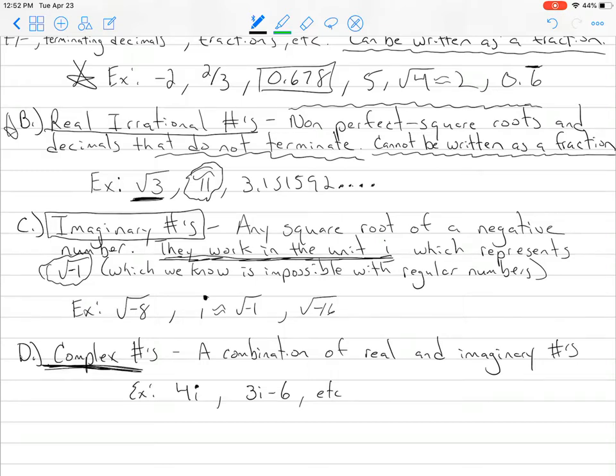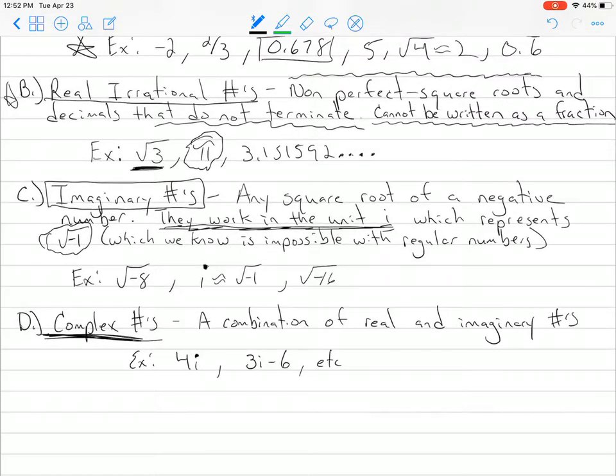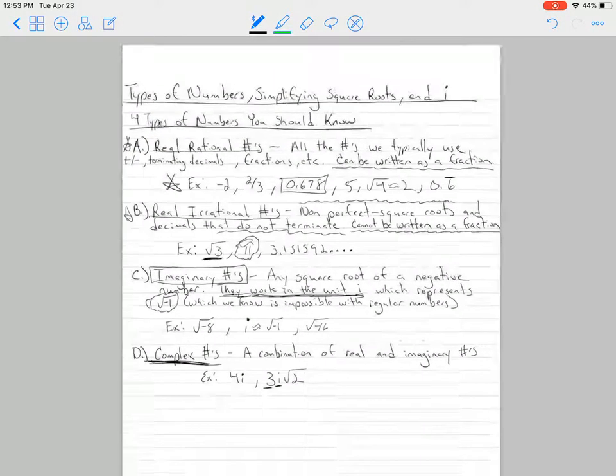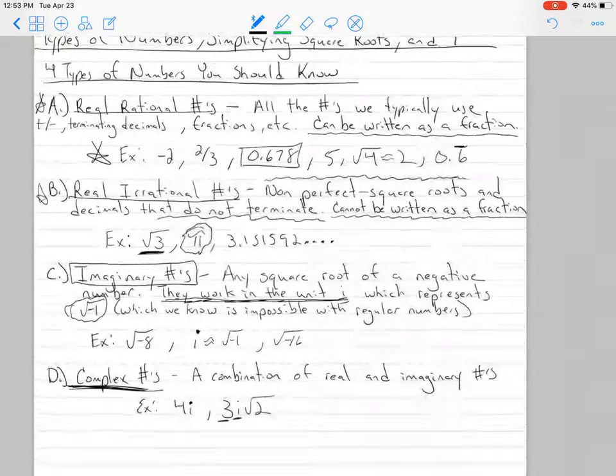Then, finally, we get down to complex numbers. And these you'll actually be using a lot moving forward in this unit. So these complex numbers are a combination of real and imaginary numbers. I actually don't think that this would be it. But so 4i would be a complex number. 3i root 2 would be a complex number because we have a real number and we have an imaginary number. So these complex numbers are combinations of both real and imaginary numbers. Okay? That is what you need to know there. Make sure you have all that down in your notes.